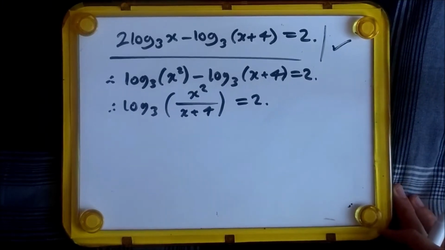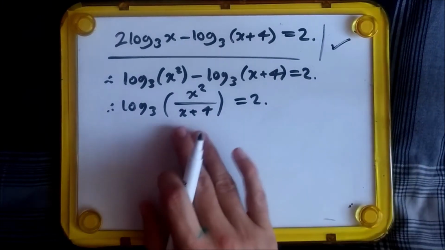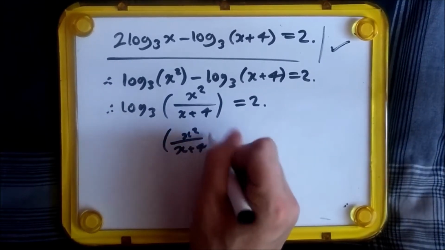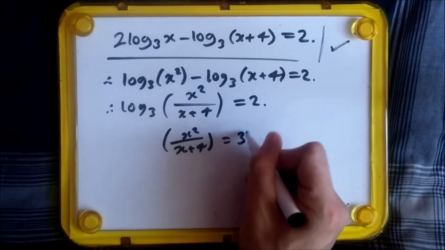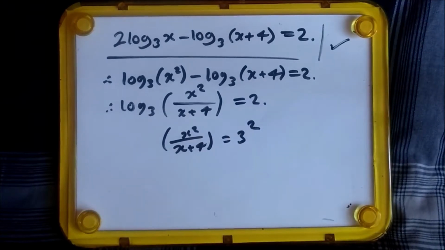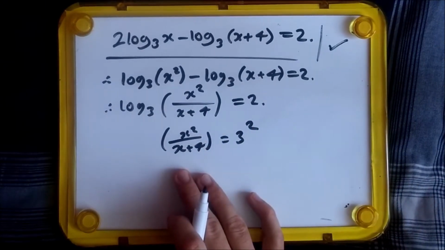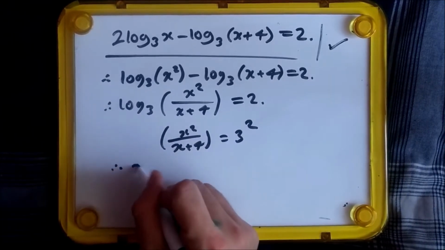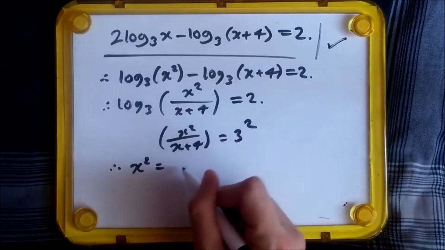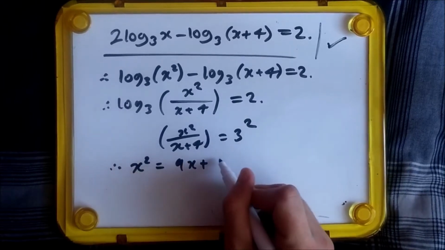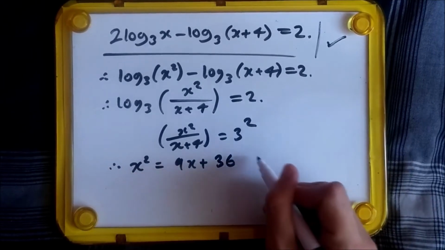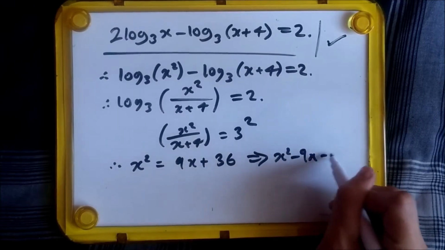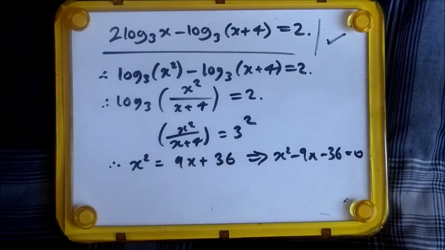Now it's a case of just opening this up. So the way this works, this stays in position, and all we do is raise the 3 up and the 2 up, so this becomes 3 squared. Now, of course, this is just simple algebra, so multiplying x plus 4 across, we should get x squared equals 9x plus 9 times 4, 36. Of course, rewriting this as a quadratic, we should always do in this form.